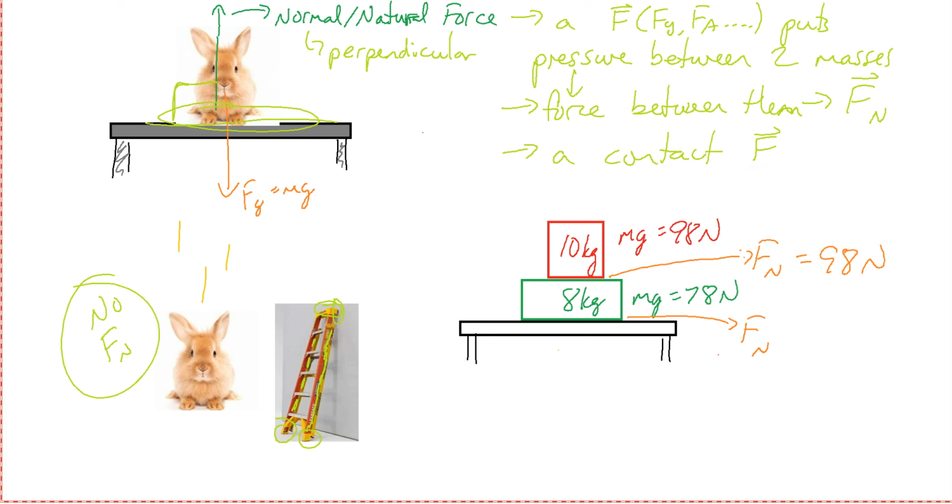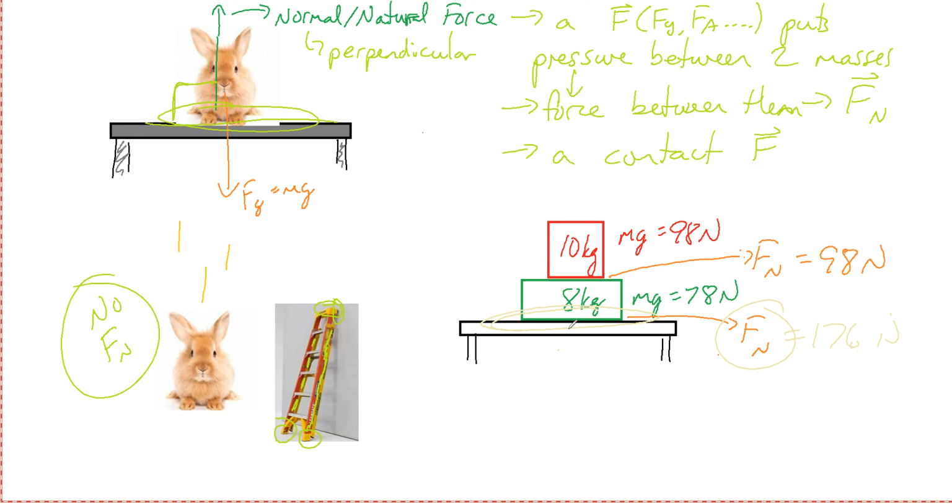So for the box on the bottom, you've got two boxes on it. The Fn for this one is not just the pressure because of the green box, it's also got the red box pushing down on top of it. So the normal force between the green box and the table would be the combination of the two weights. It'd be the 98 plus the 78 put together, and you get about 176 newtons. And that would be the normal force right there. Obviously, if the red box was taken off, there'd be less pressure and normal force between the green box and the table, and it would just be 78.